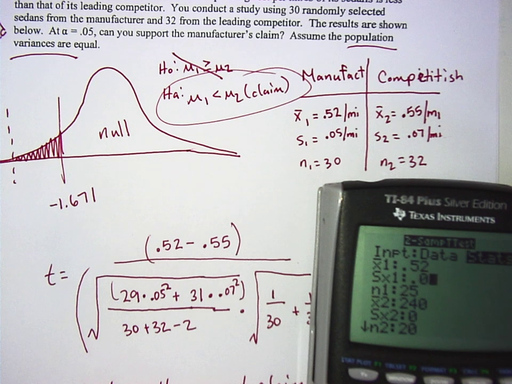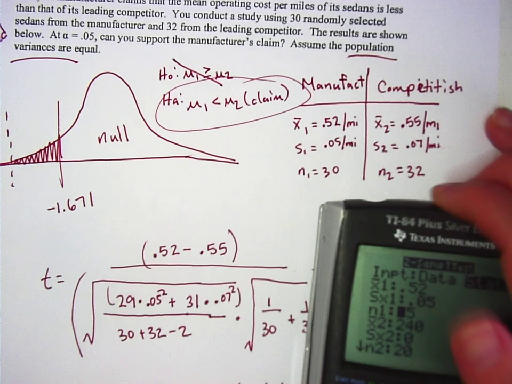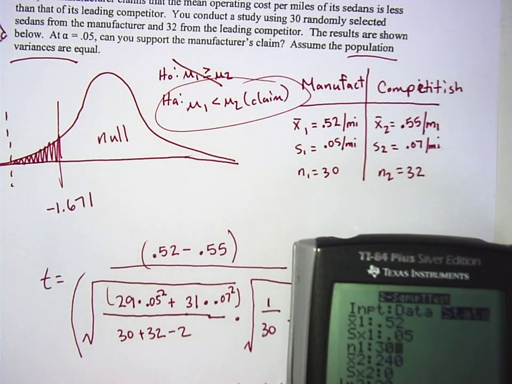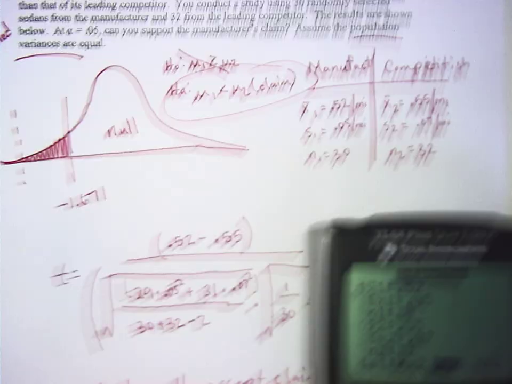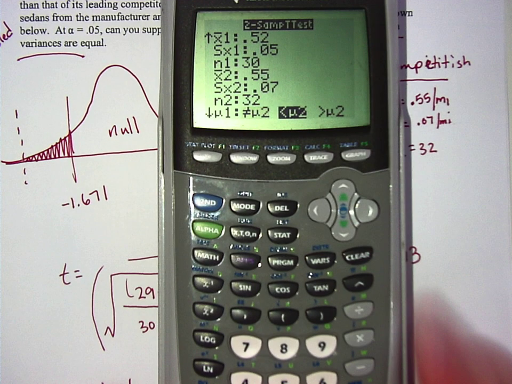0.52, 0.05, 30. Did you already do this, Noah? Yep. 0.55, 0.07, and 32. Then again, you highlight the one that is the alternative. So in this case, the less than.